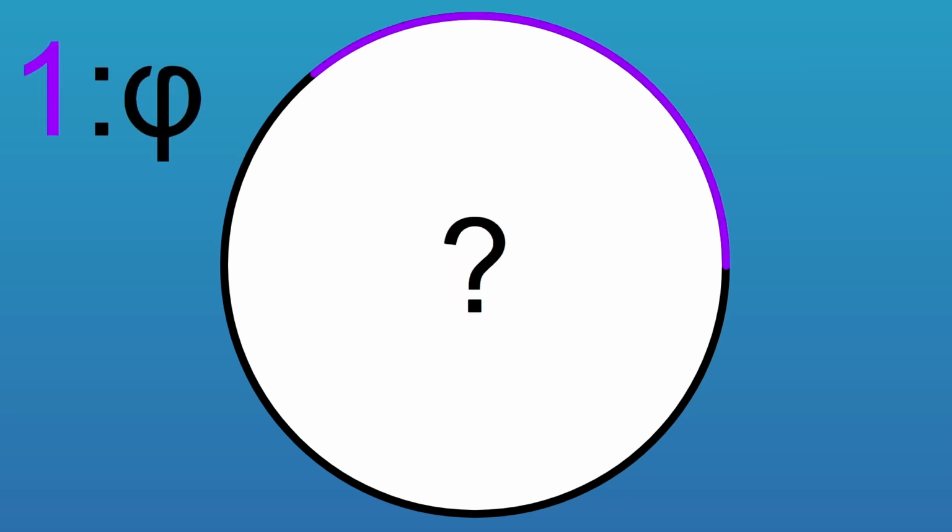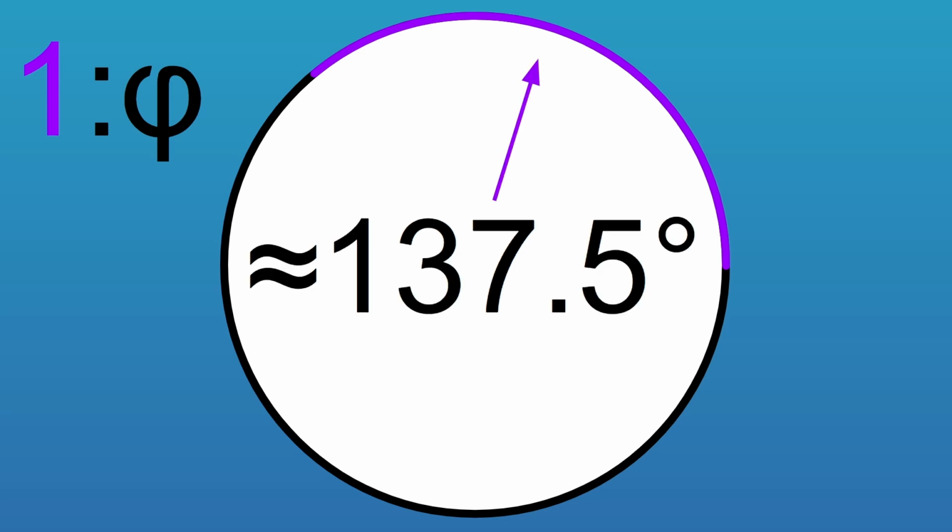But what if we use the golden ratio to divide a circle's circumference or something? Well, I did that for you. Also, this arc is roughly 137.5 degrees. You might need it, I don't know.